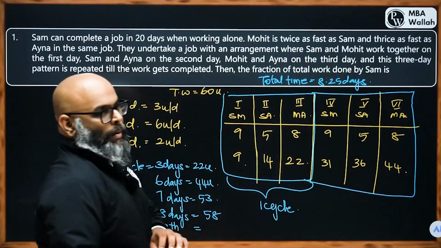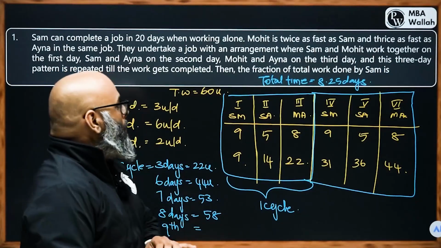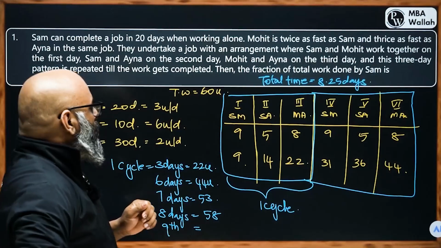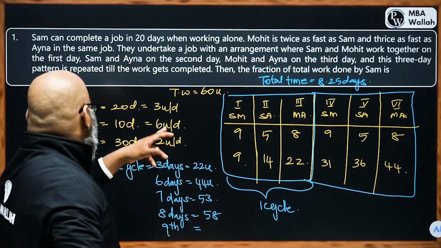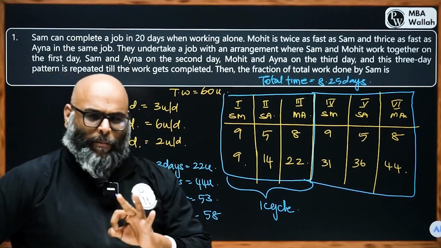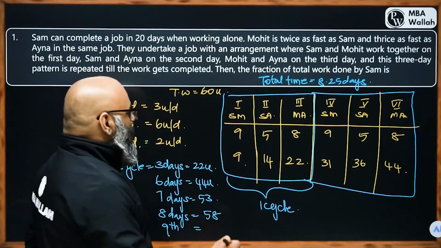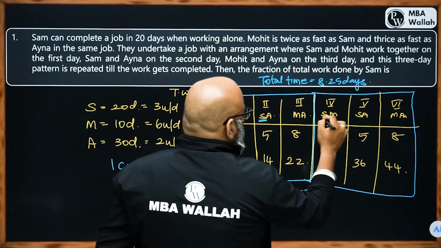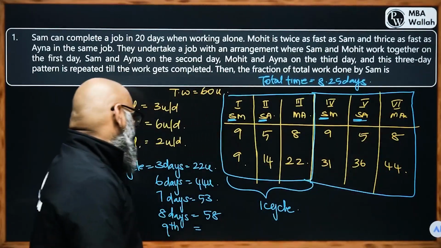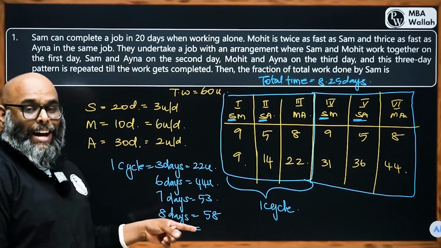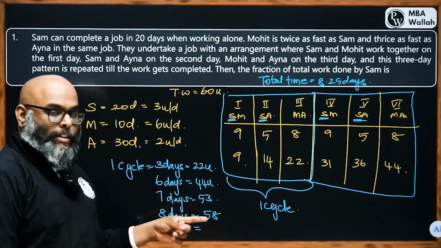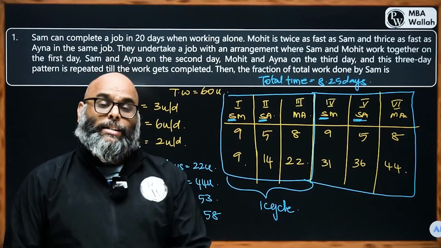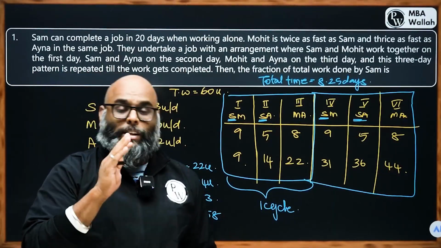I would have loved it had the question been how much time would they have taken, but the question they ask is the fraction of total work done by Sam. So how many days did Sam work? Sam is capable of doing 3 units in a day, but how many days did he work? He worked on the first day, the second day, the 4th day, the 5th day. He would have worked on the 7th day and the 8th day as well. Every time I get 9 units and 5 units, I have Sam sitting in it. So he has worked on 6 different days, giving us 3 units every day.